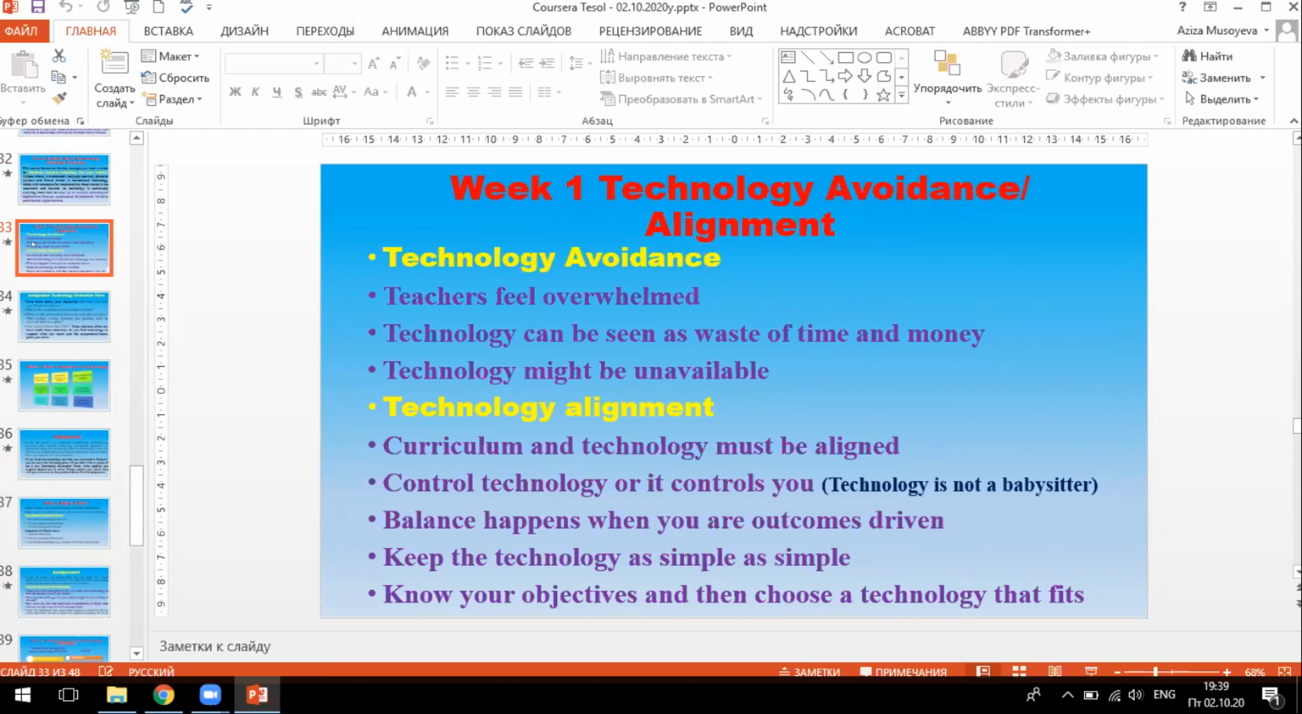So they said, in the big one, they talked about technology avoidance. Teachers may sometimes feel overwhelmed with technology because there are so many technologies nowadays, yeah. By technologies, they are talking about, for example, Quizlet, polleverywhere.com, nearpod.com, maybe quizzes, Kahoot and other technologies.